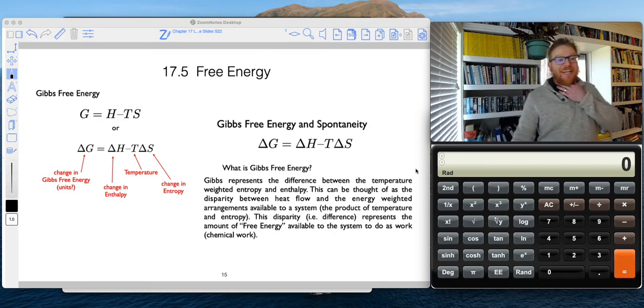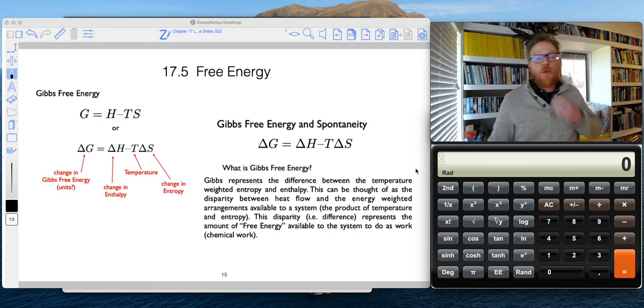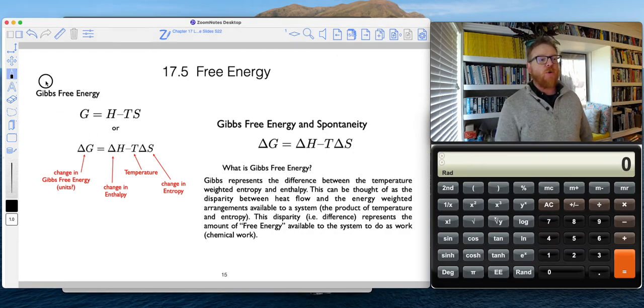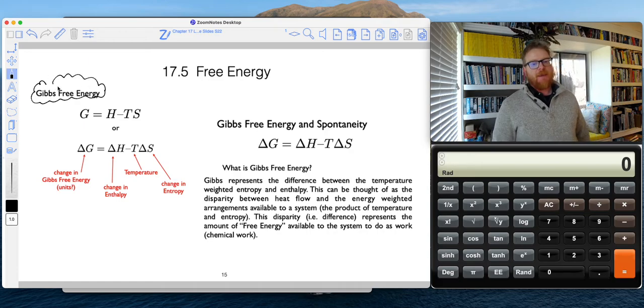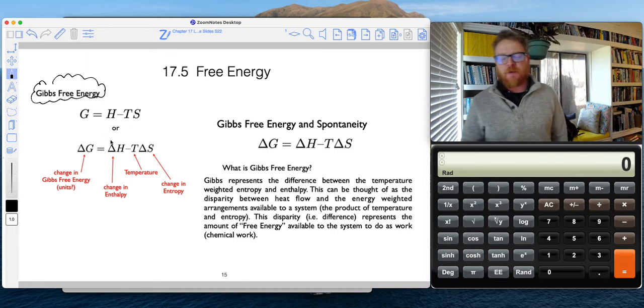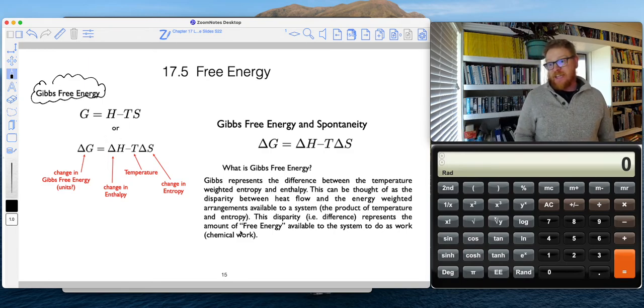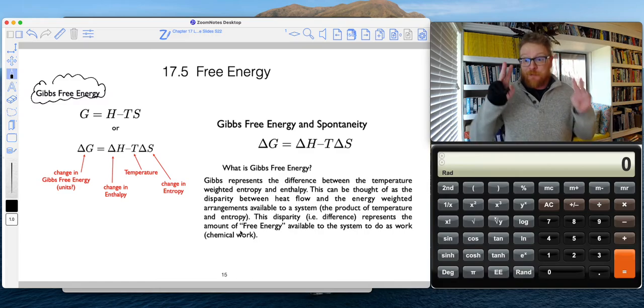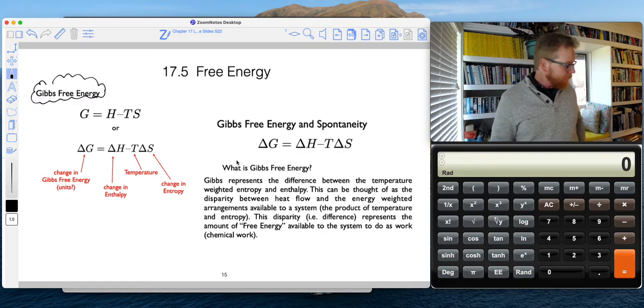So now I'm going to introduce a new thermodynamic quantity for us, which is known as Gibbs Free Energy. And this is a rather elusive term, the free energy. So first I'm going to talk about the mathematical definition, and then more of the conceptual definition, like what does that mean, free energy? Okay.